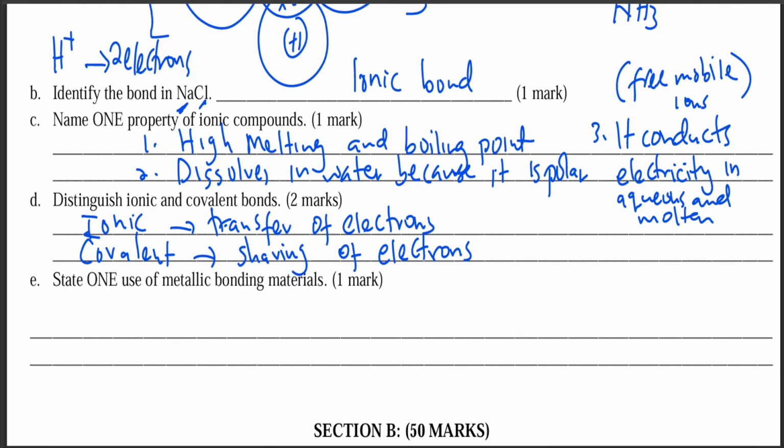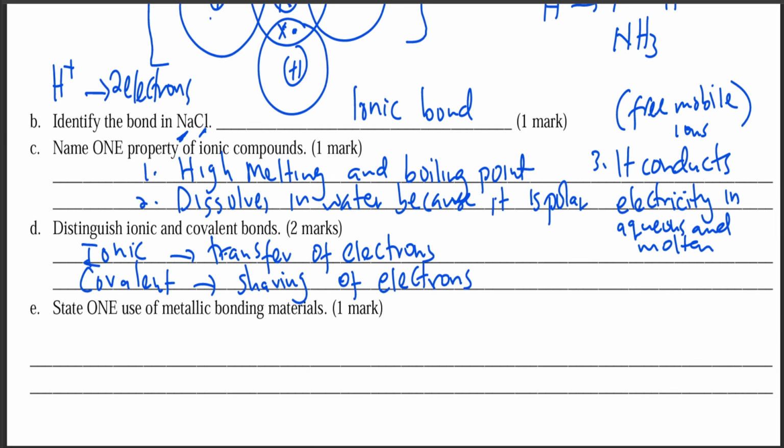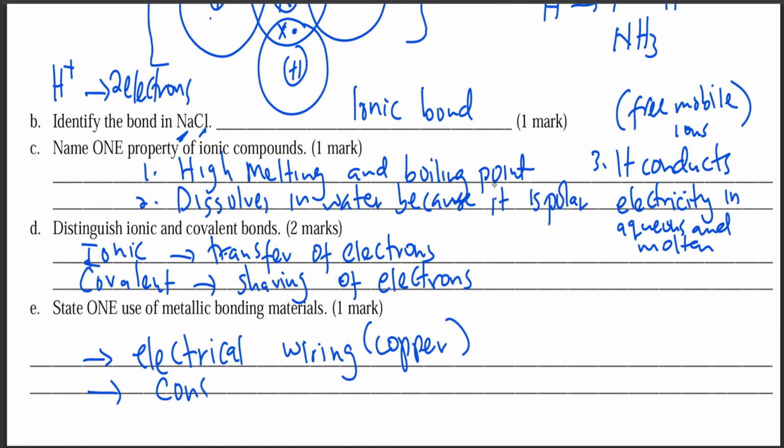Question E, state one use of metallic bonding materials. There is 1 mark. What is its use? First use, it is used in electrical wiring because metallic bonds are usually conductors. So electrical wiring, like copper, because they are conductors, they have localized electrons. And the other one is it can be used in construction because they are very hard and very strong, for example iron or steel.